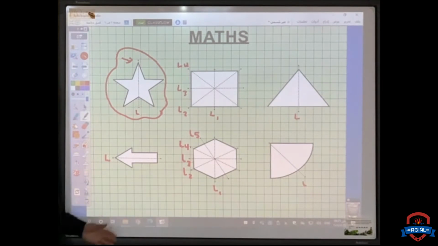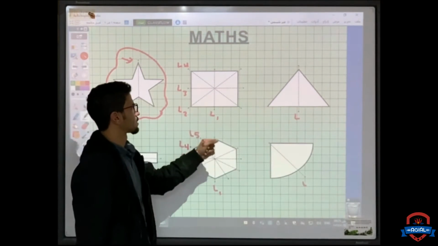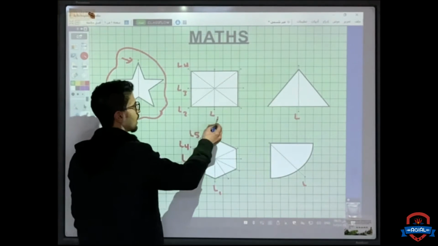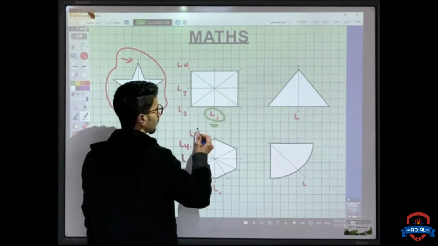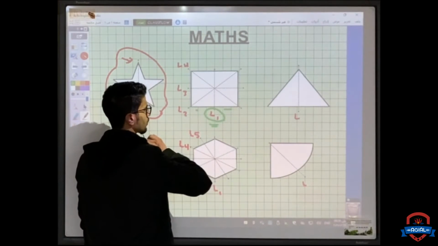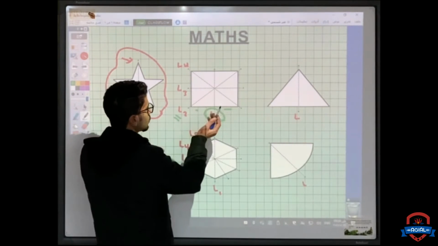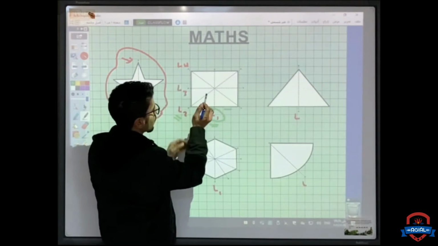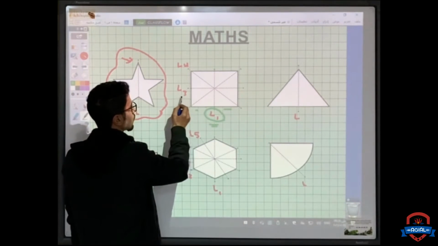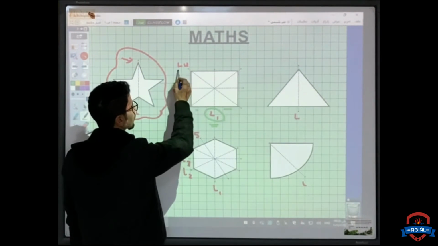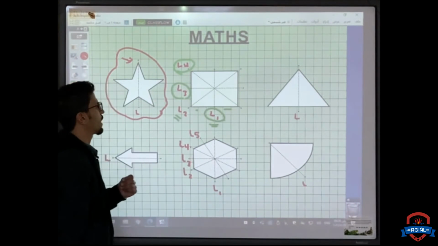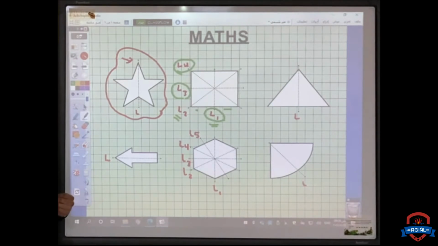And when we look at the second figure, we have this square, and this square can be folded on this axis of symmetry, L1, and the two halves will coincide on each other, or we can use L2 to fold this square, and the two halves will coincide on each other, or we can use L3 or L4. So the square has four axes of symmetry.